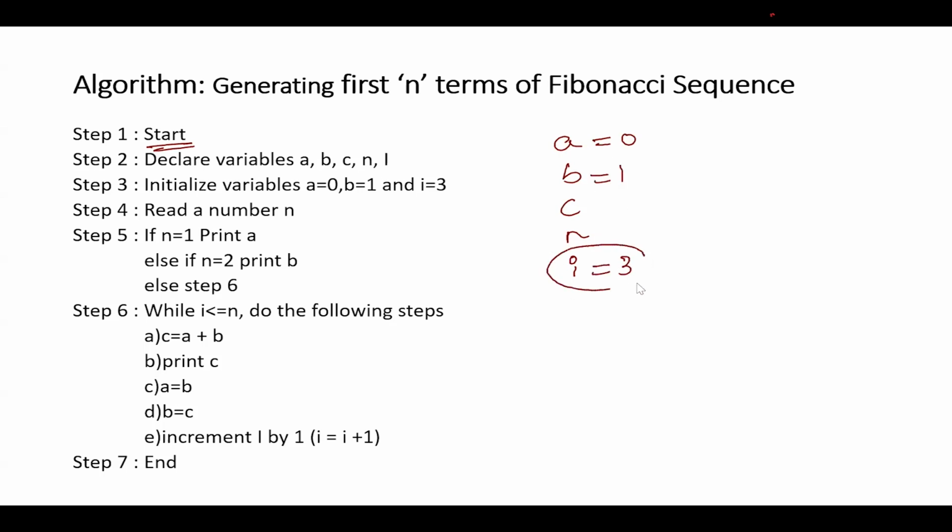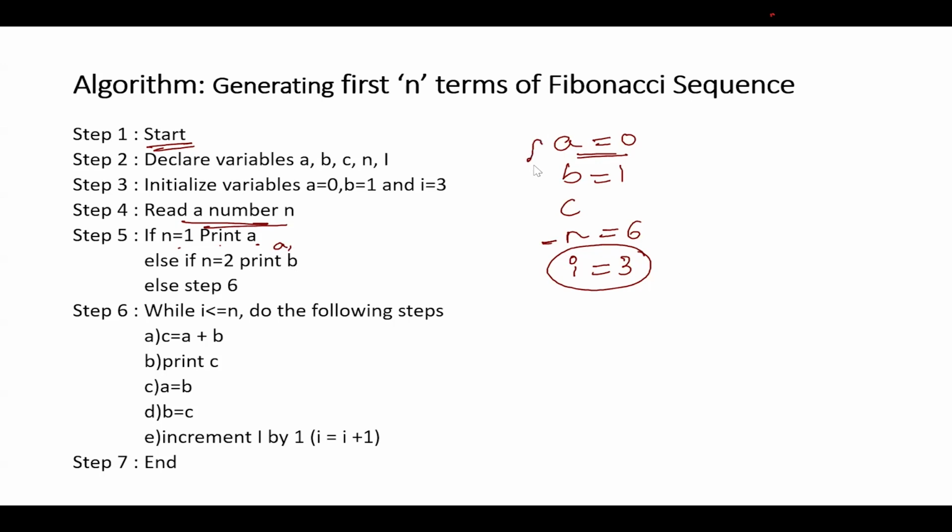Okay. Now, why this I is equal to 3 is what we will understand when we go further in the algorithm. This is nothing but it will keep a track of which number we are printing right now, so that we should not cross the number of terms we are supposed to print. Okay, so read a number n. So let us say that I want to print the first 6 terms. So I will say n is equal to 6. Now this is saying if n is equal to 1, print A, which means if the term was to print only 1, then we should print only the A. Else, if n is equal to 2, here it should be print A and B.